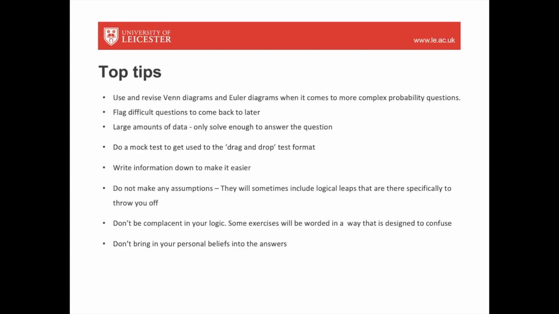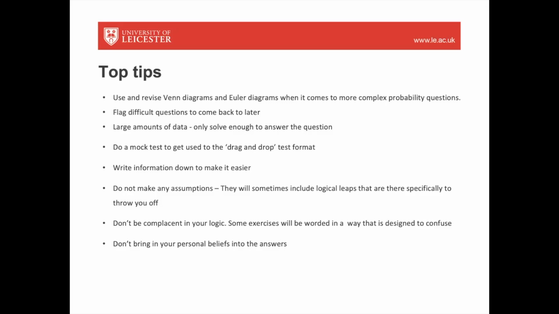So once again, we have a few tips that we would like to share with you that we think are helpful for this section. So first of all, you obviously need to be able to use Venn and Euler diagrams. So make sure to get plenty of practice and review your basic maths and probability skills. Also, if a question seems too hard, don't spend all your time on it. Give it your best and flag it and come back to it later.